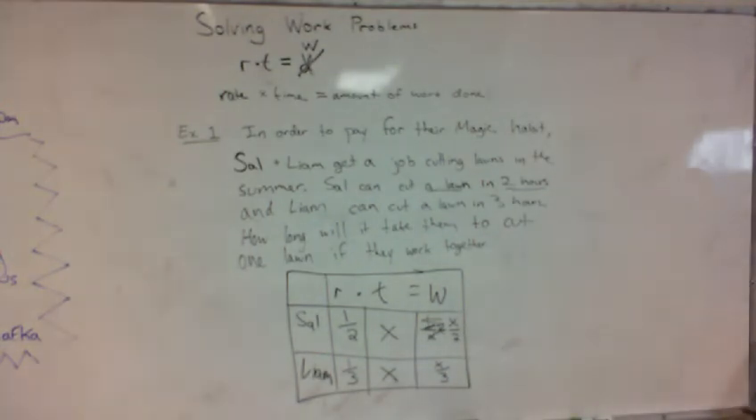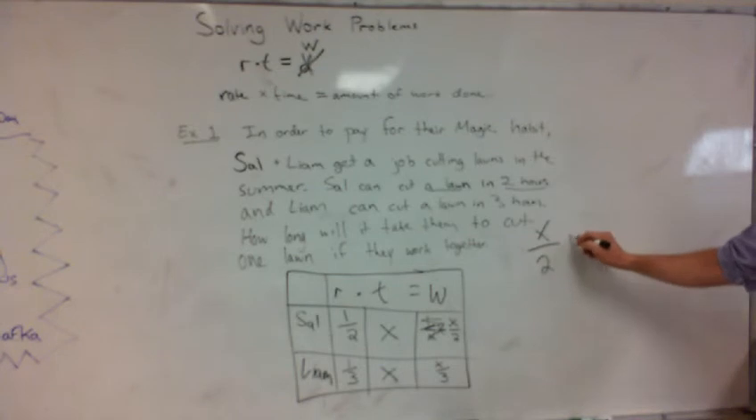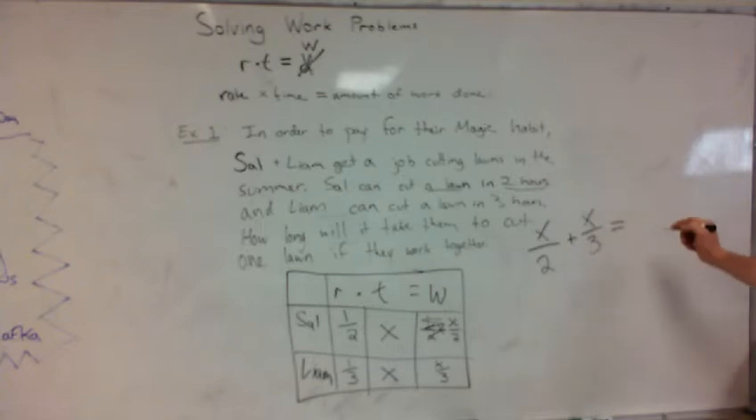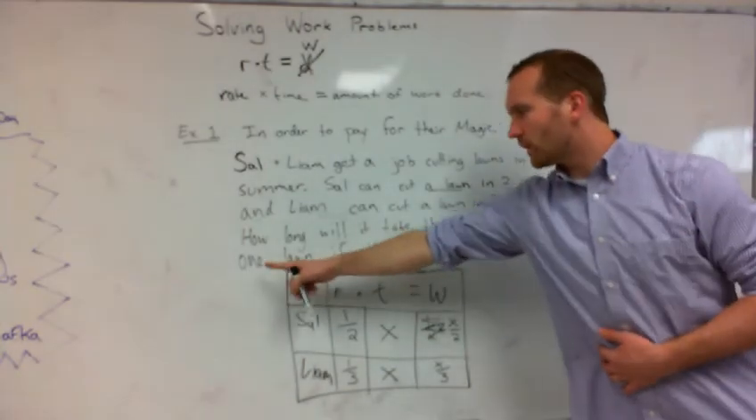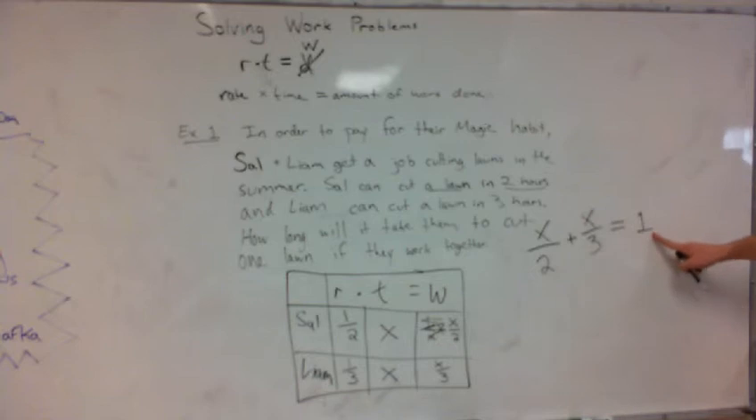So that's our basic setup, and now we're going to create an equation. And these equations are nice because very often they're just going to be equal to 1. So what we're going to say is the amount of work that Sal does plus the amount of work that Liam does has to equal 1. This 1 represents the one lawn that they're cutting together. Right, so if I had said, how long will it take them to cut 2 lawns, this would be 2. If I had said, how long will it take them to cut 9,789 lawns, this would be 9,789.